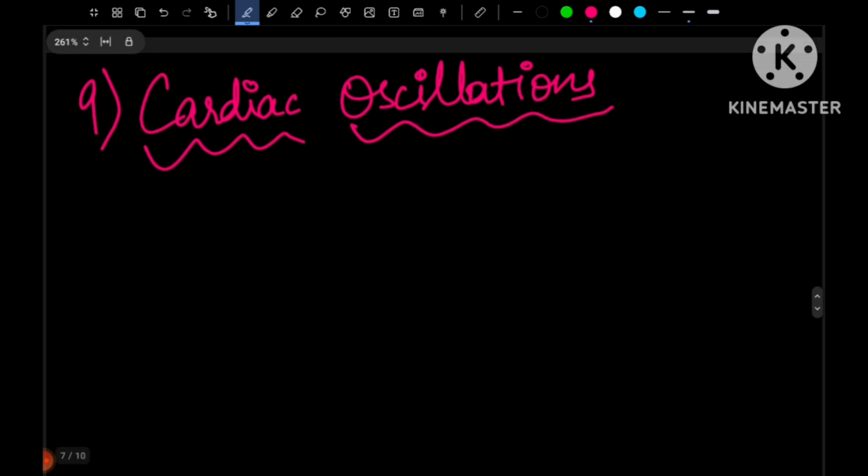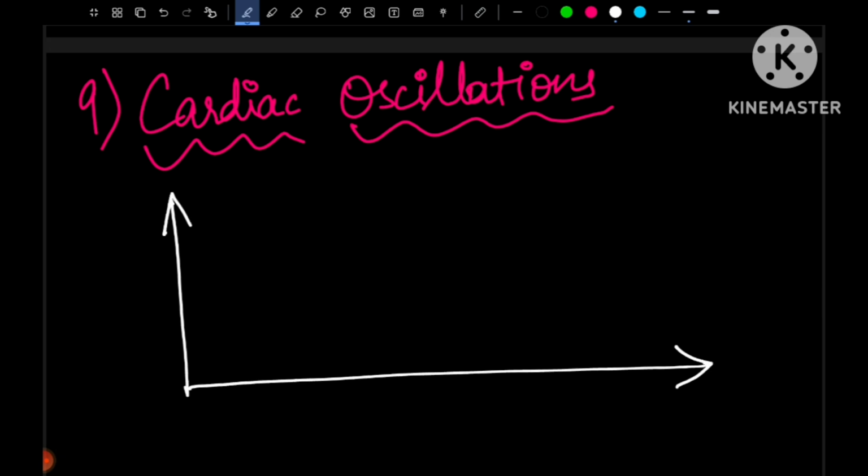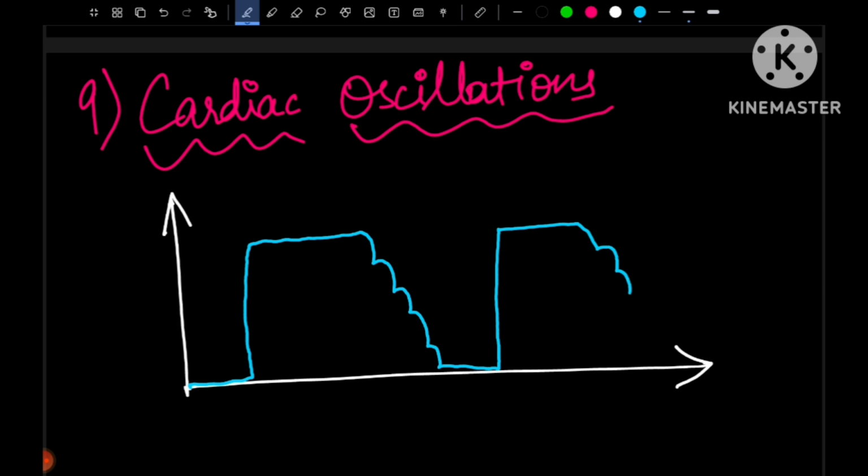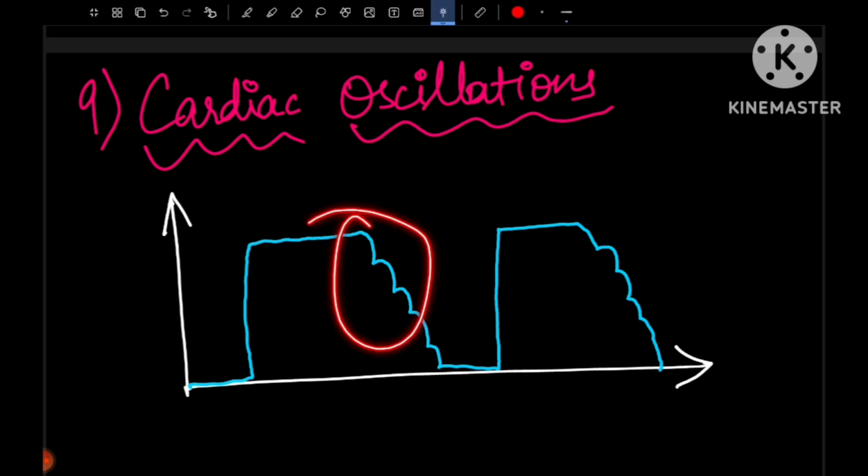So cardiac oscillations. In cardiac oscillations, the term itself denotes it: there are oscillations. Where are the oscillations present? They are present in phase 4. So that is one important thing.